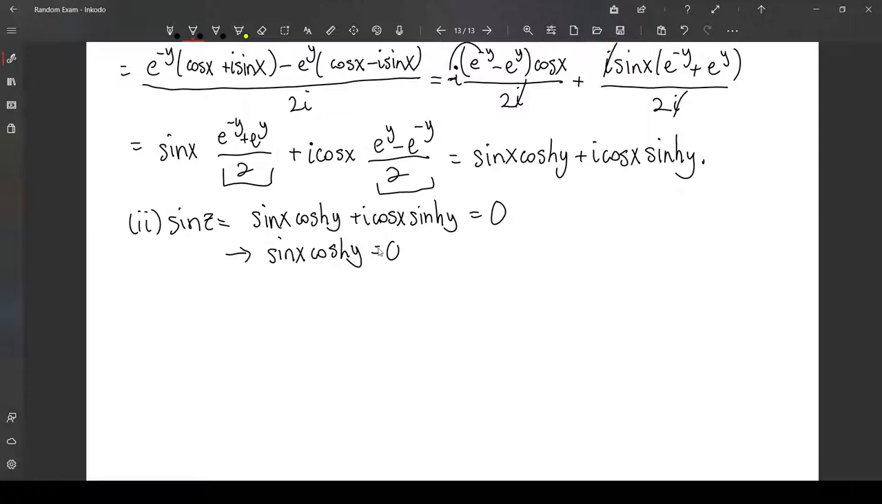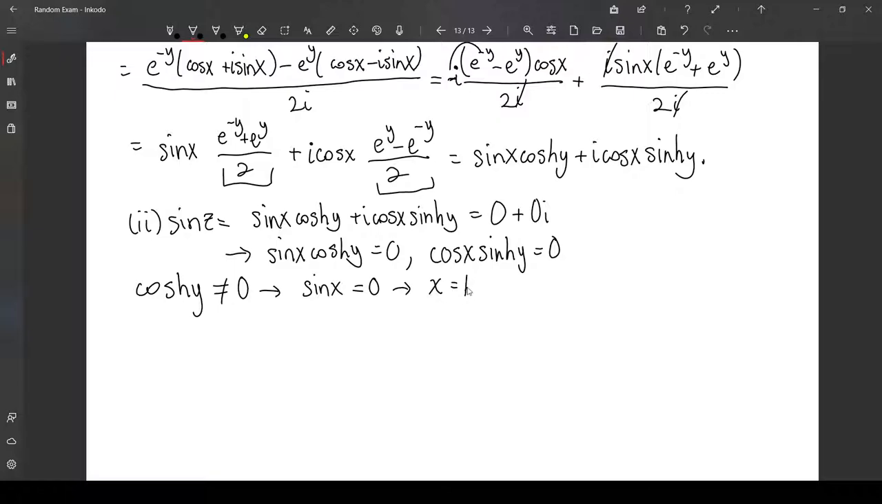So this gives us two equations because remember, 0 is like 0 plus 0 i. So we get two equations that are now in real variables. The hyperbolic cosine is never equal to 0. So this implies that sine of x is equal to 0, which implies that x is equal to k pi for k being an integer. And that's what we know from the real number properties of sine of x.